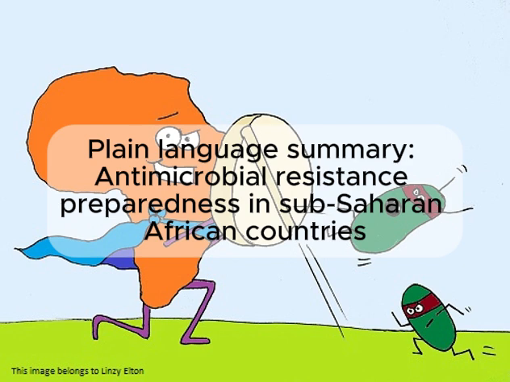Now, it doesn't work very well on an audio blog, but I can try and explain the image. So it's a map of Africa, and the majority of countries are in red. There are sort of 1, 2, 3, 4, 5, 6, 7, 8, 9, 10 countries that are yellow, and one country that is green. So the overwhelming majority of countries have very little preparedness when it comes to dealing with antimicrobial resistance.